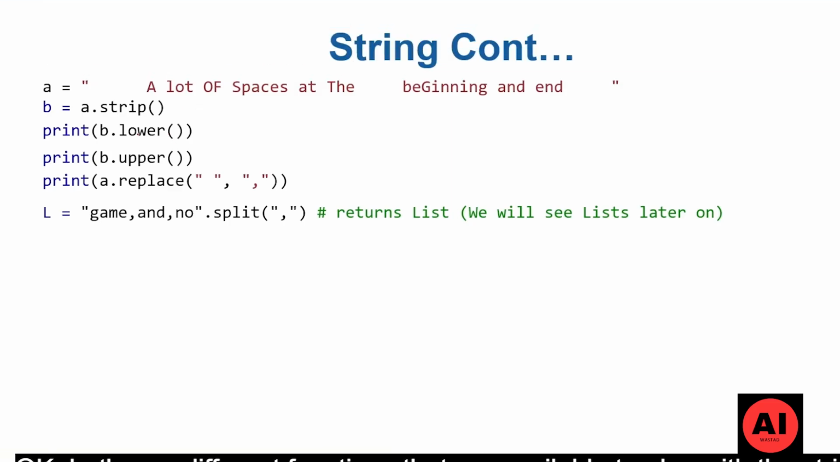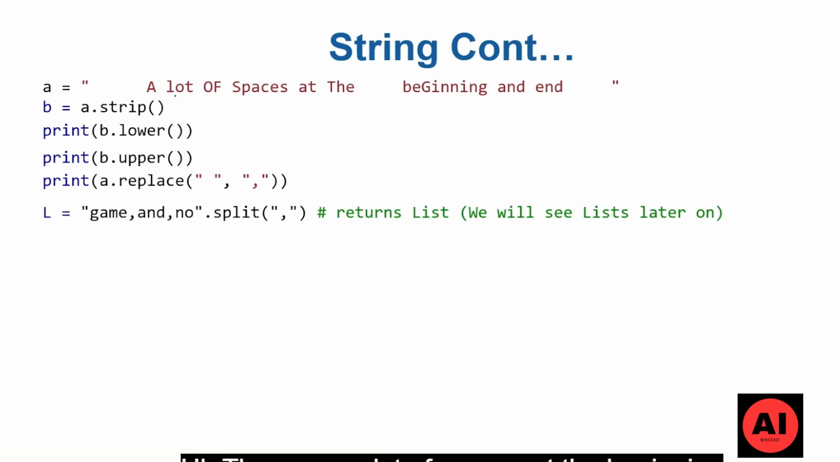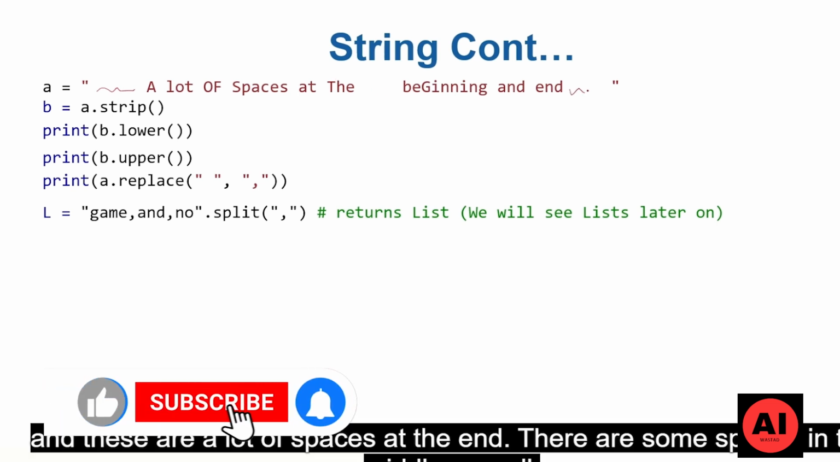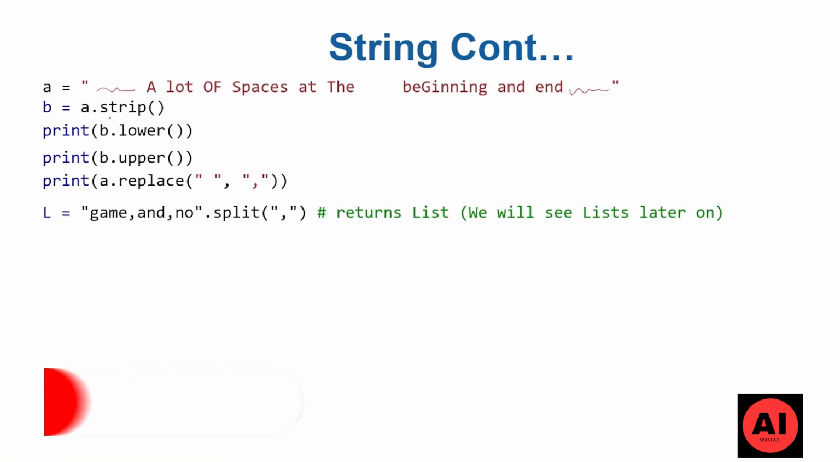Okay, let's see different functions that are available to play with the strings in this string data structure. Let's say you have the string with a lot of spaces. These are a lot of spaces at the beginning, and these are a lot of spaces at the end. There are some spaces in the middle as well. So there is one function called strip.